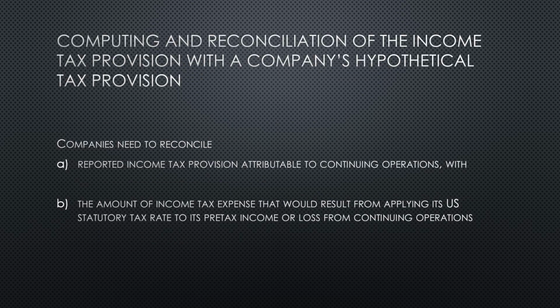Now on to computing and the reconciliation of the income tax provision. Companies need to reconcile A, the reported income tax provision attributable to continuing operations, with B, the amount of income tax expense that would result from applying its U.S. statutory tax rate to its pre-tax income or loss from continuing operations.